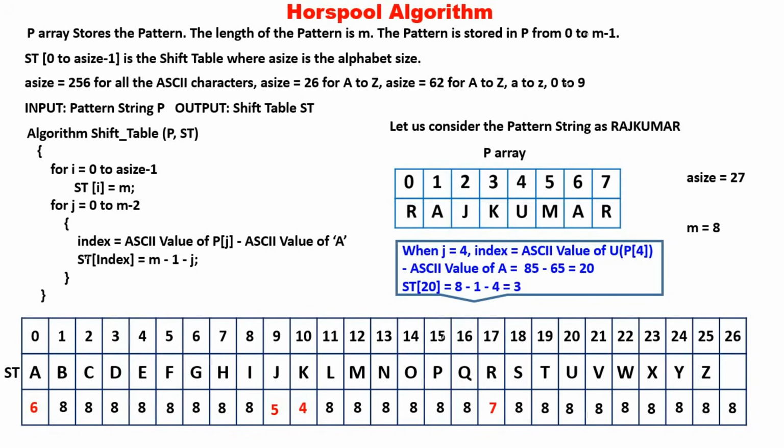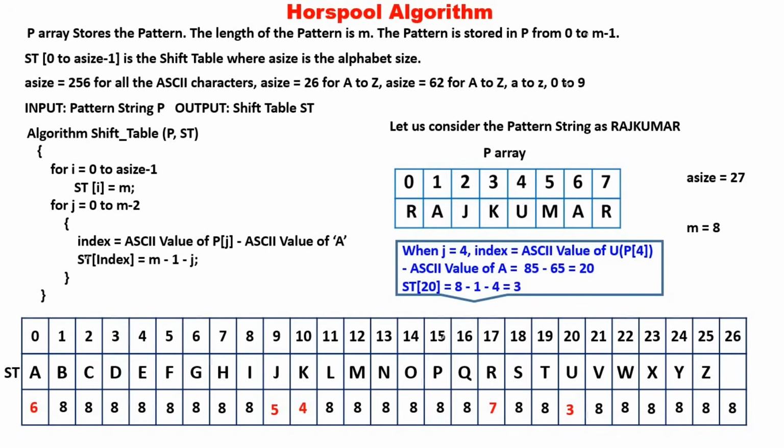Next, j is equal to 4. ASCII value of p of 4. What is p of 4? U. Therefore ASCII value of u minus ASCII value of a, that is 85 minus 65, is equal to 20. Therefore ST of 20 is equal to 8 minus 1 minus j value, that is 4. 8 minus 1 minus 4 is equal to 3. What is ST of 20? U. See, now u is changing from 8 to 3. U changed from 8 to 3.